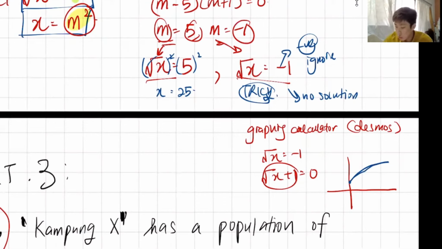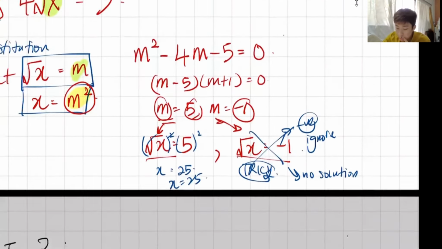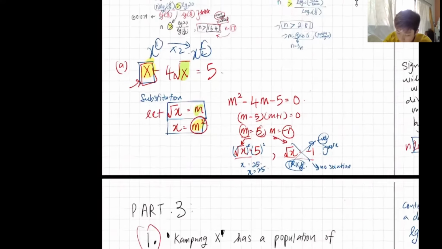You try to work it out yourself and find it. I give you the steps ready to do it. All right, so what you do is, you just ignore this answer, you understand? So you have x equals 25. As simple as that, all right? It's not very hard, this one.